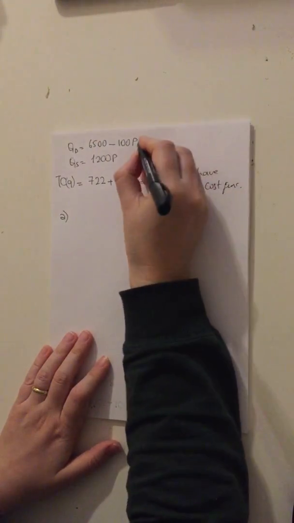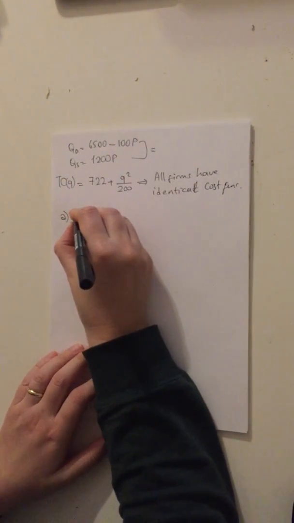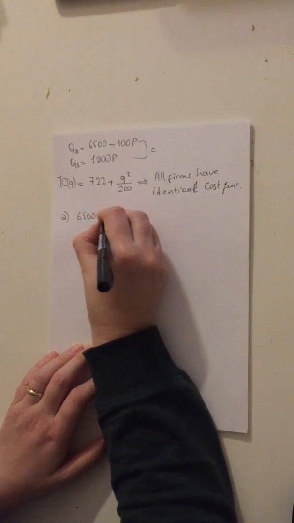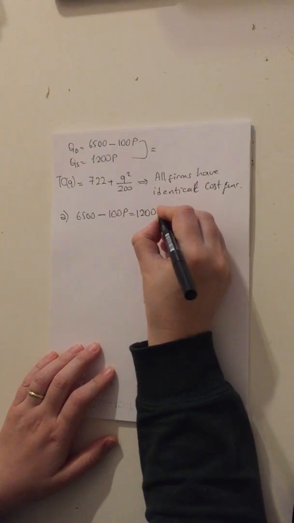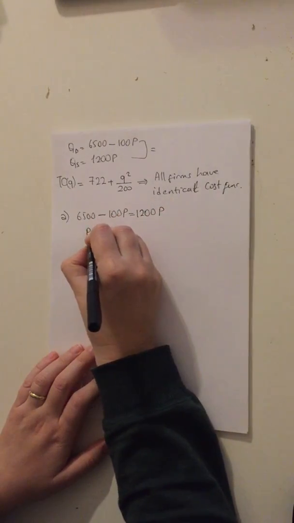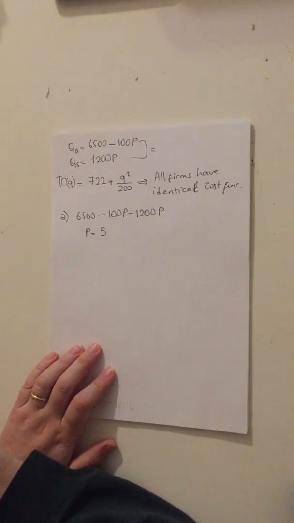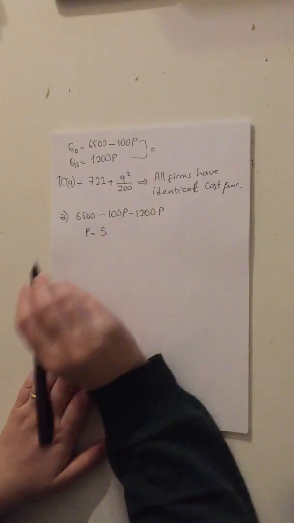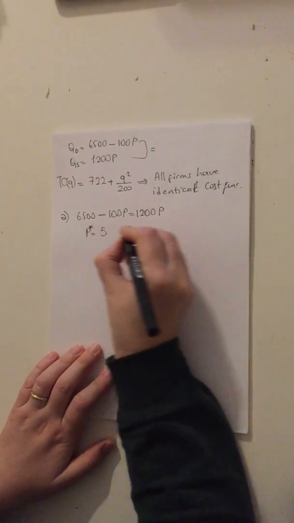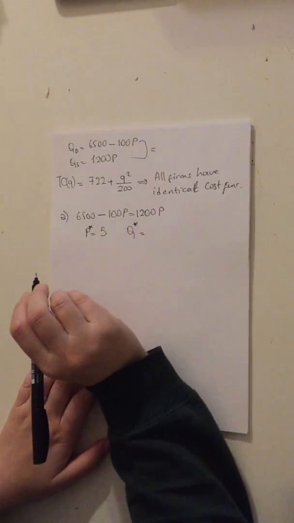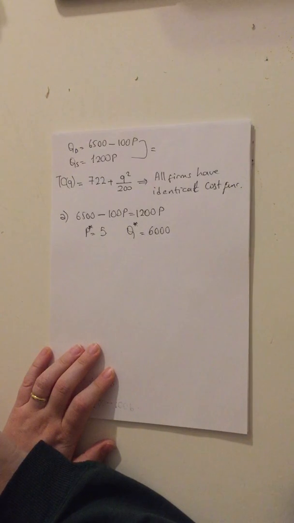Equilibrium price, very easy. We will equalize the supply and demand to each other. So 6,500 minus 100p equal to 1,200p, and we will get the equilibrium price from here as 5. And when you insert that 5 into the supply or demand, equilibrium quantity in the market can be found as 6,000.